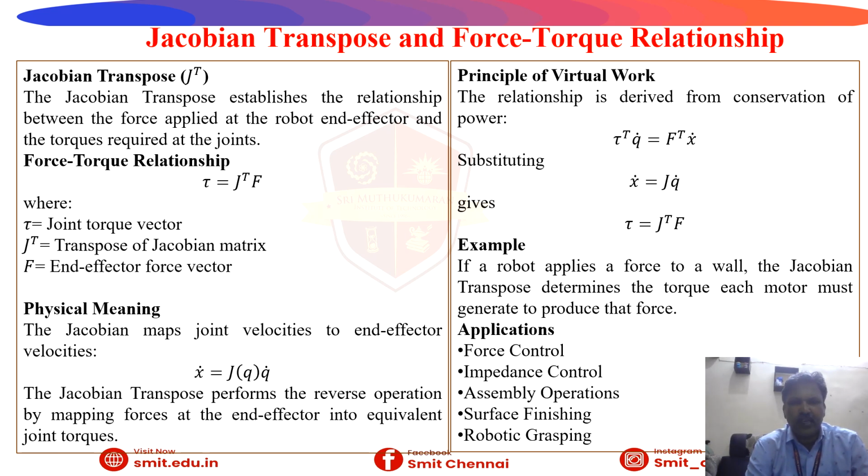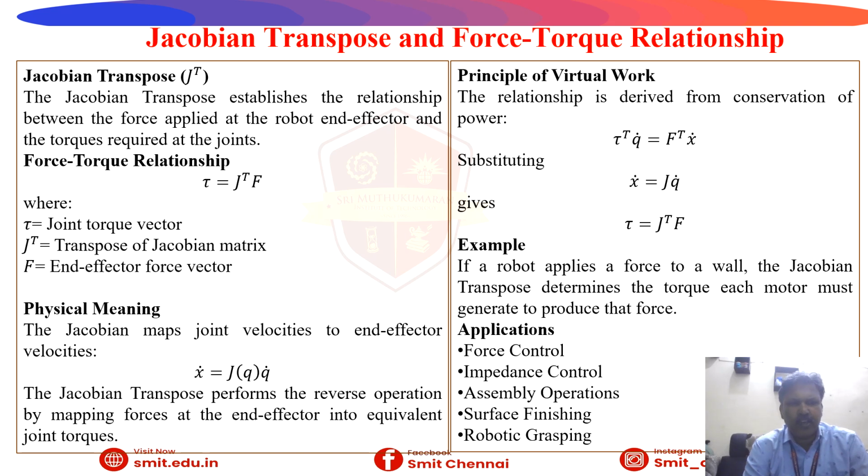Jacobian transpose. This Jacobian we already discussed in unit 1, in the Jacobian matrix. Here also we are seeing the Jacobian transpose. The Jacobian transpose establishes the relationship between the force applied at the end effector and the torque required at the joints. That is the force torque relationship: tau equal to the transpose Jacobian times F, where F is nothing but the end effector force vector.